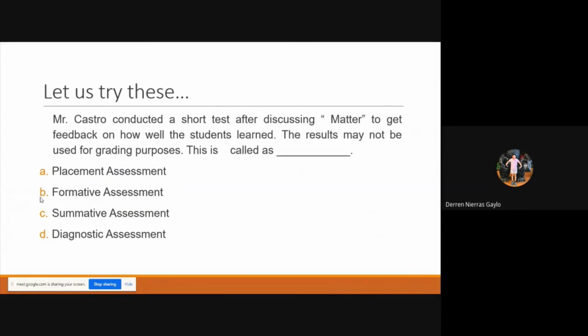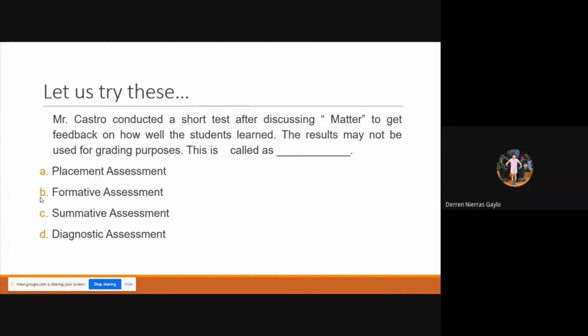Mr. Castro conducted a short test after discussing the matter to get feedback on how well the students learn. The results may not be used for grading purposes. So Mr. Castro conducted a short test after discussing the matter, but it will not be recorded. The purpose is just to get feedback on how the students learn. Take note that it is non-graded.